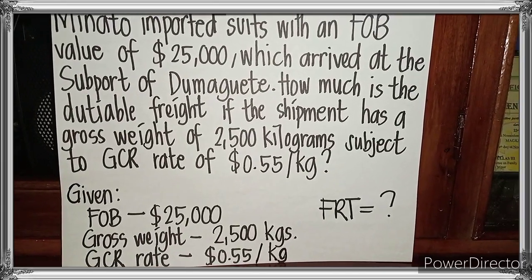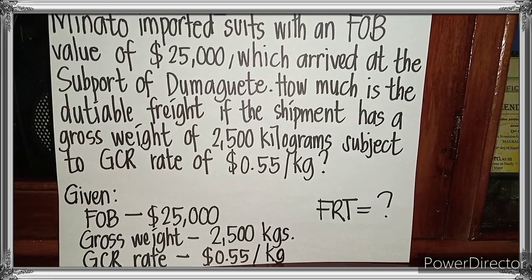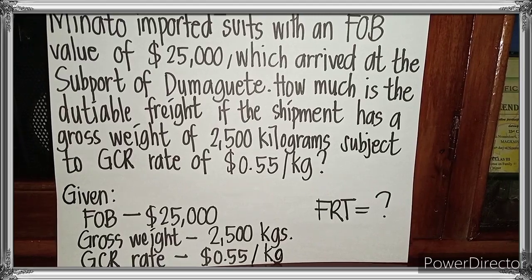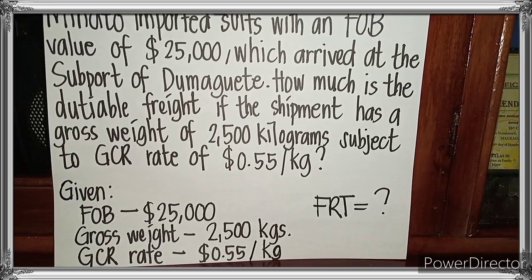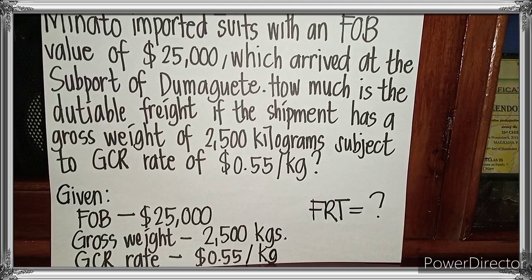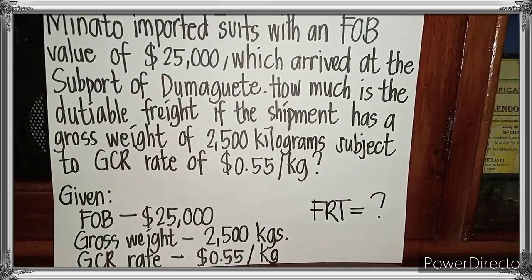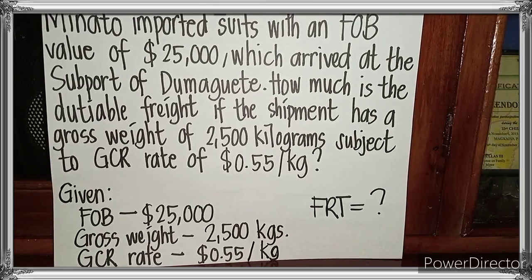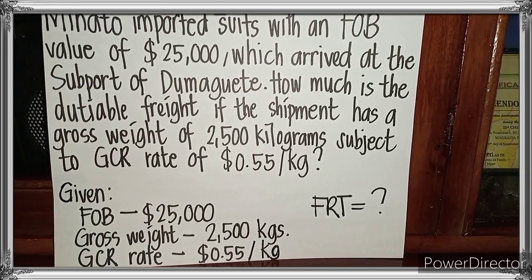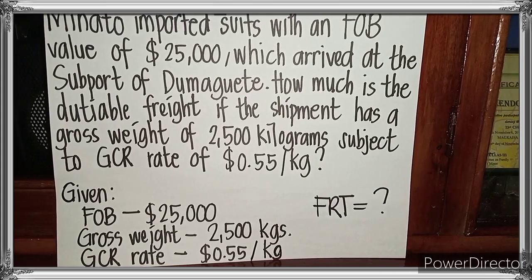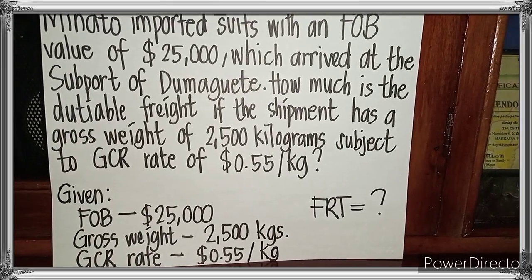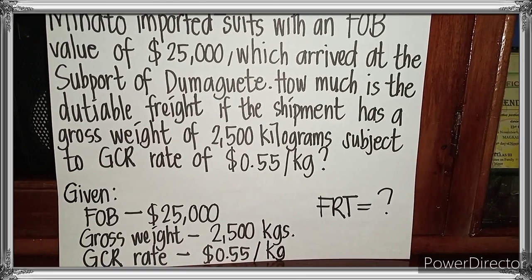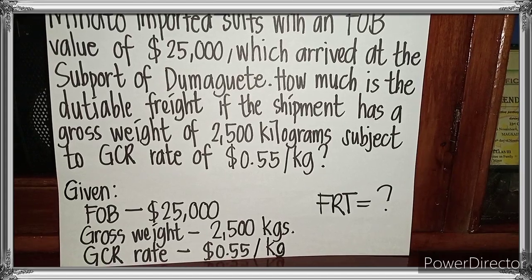How much is the dutiable freight if the shipment has a gross weight of 2,500 kilograms, subject to a gross conference rate of $0.55 per kilogram? We have here the given: an FOB value of $25,000, a gross weight of 2,500 kilograms, and a gross conference rate of $0.55 per kilogram. The unknown, or what we need to find out here, is the freight.